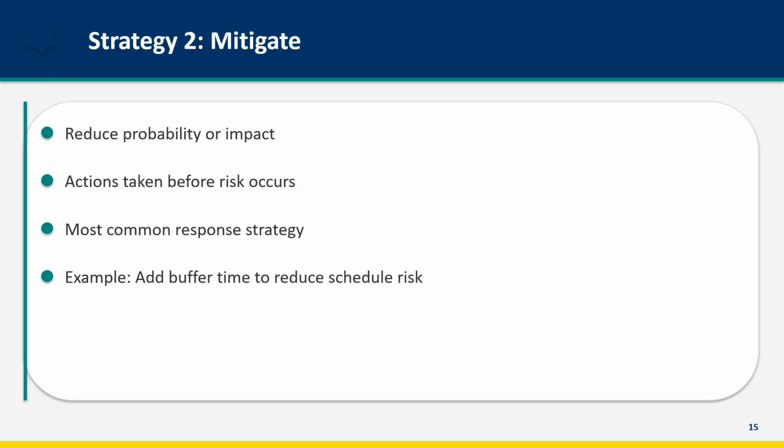Mitigation reduces the probability that a risk will occur or the impact if it does occur. Mitigation actions are taken before the risk happens. Adding buffer time mitigates schedule risk. Conducting early testing mitigates quality risk. Cross-training team members mitigates key person risk.